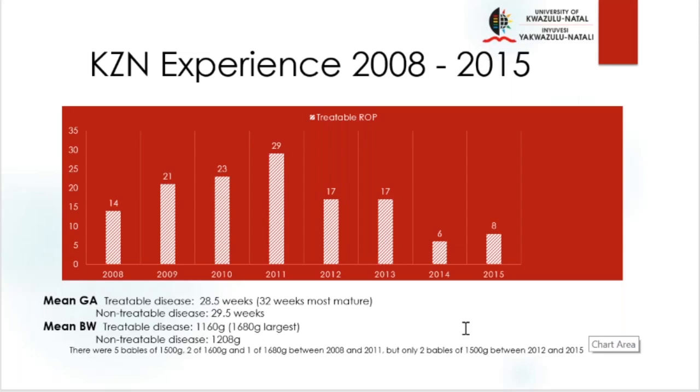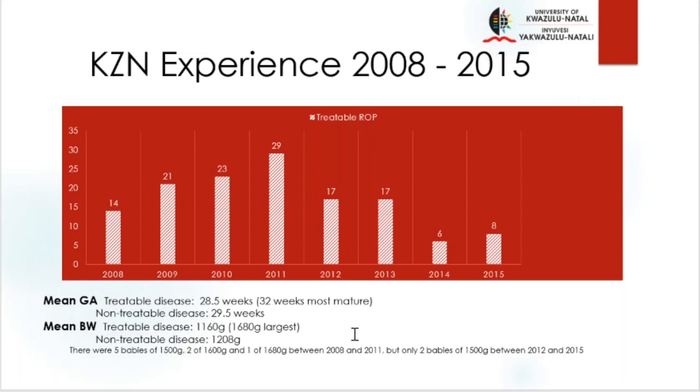And we found that our mean gestational age in these babies when they had treatable disease was 28.5 weeks, of which the most mature was 32, so quite mature babies often. And in the non-treatable disease, 29.5 weeks was the mean gestational age. The mean birth weight for treatable babies was 1.16 kilograms, up to 1,680 grams as the largest baby needing treatment, which is quite a mature and large baby. In the non-treatable disease, the mean birth weight was 1,208 grams.